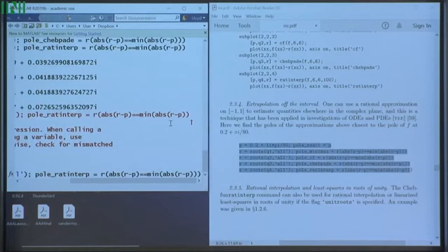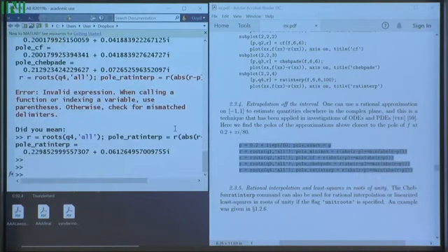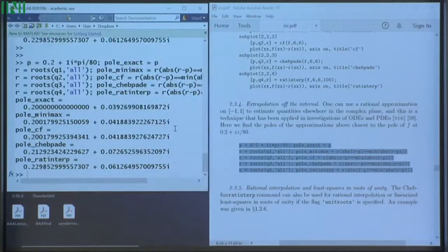What went wrong? I missed a bracket. Thank you. I've done more cutting and pasting in the last day than in the rest of my life, I think.